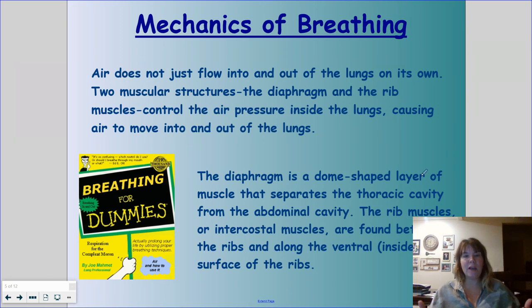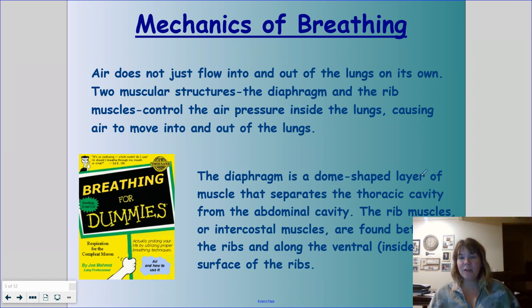The higher the pressure on the outside and the lower the pressure on the inside means your body's going to breathe in. If the pressure on your inside is really high, then you're going to breathe out. So there's two muscular structures that help this process. The diaphragm, which is just below your rib cage, and then you have your intercostal muscles, which are located on your ribs. And what they do is they help with the in and out motion of breathing.